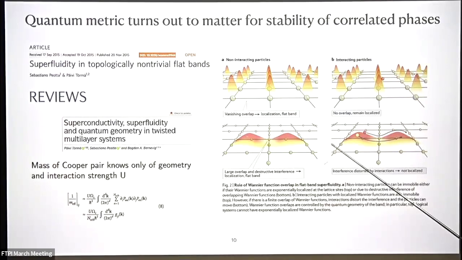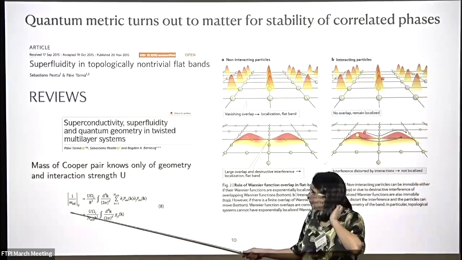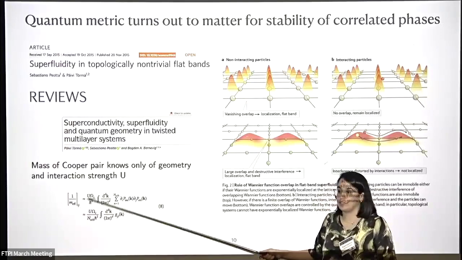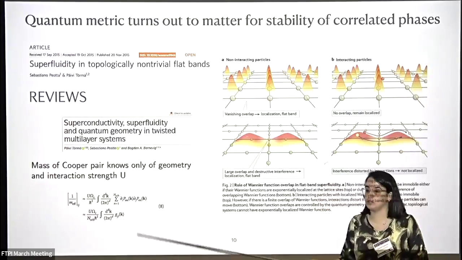So this means that if you were to look at the effective mass of the Cooper pairs, you find out, and that it's a very nice review by Päivi and Andre, where you basically can define some effective mass, which is the interaction strength, which is really the only energy scale you have in the problem, times the quantum metric. Okay, and that will give you a notion of mass for the Cooper pairs.